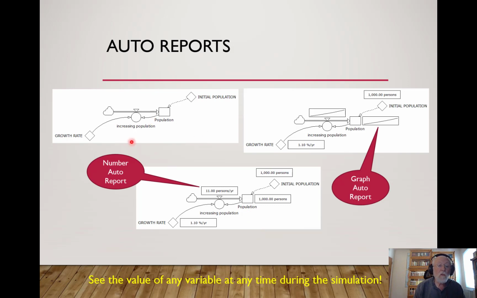Here's a chunk of a model. Actually, a model that we built in the introduction to Studio. Okay, I can turn on auto report on the model screen itself and have it be a graph or a number. So next to each variable, I can see over time what's happening. Okay, these two aren't that interesting because they're constants. But increasing population and population are both growing over time.